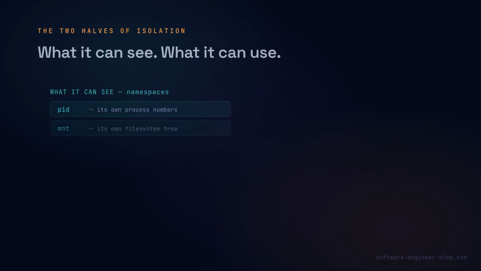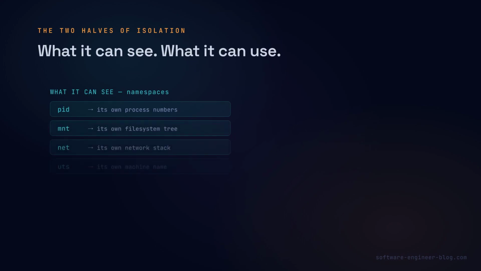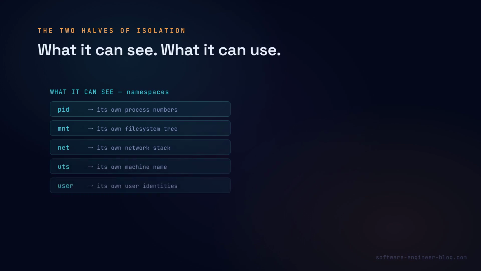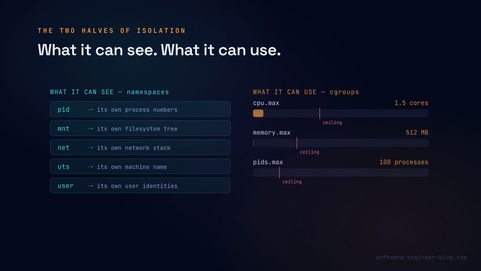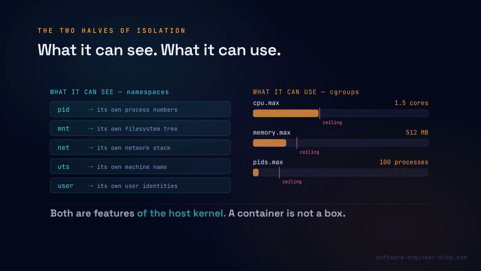There is a namespace for process numbers, one for the file system, one for the network, one for the machine name, one for user identities. Each one hides a different slice of the machine. That covers what a container can see. What it is allowed to use is a second kernel feature, called control groups, or cgroups for short. Cgroups put a ceiling on processor time, on memory, and on how many processes you may start. You have used them already without noticing.